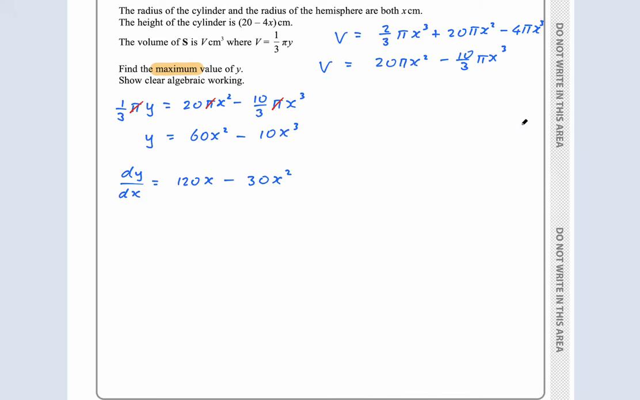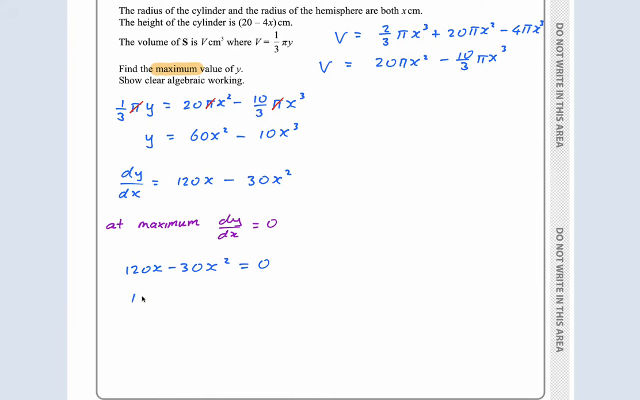At maximum, dy/dx equals 0. This is a very important property or principle that you need to know, not just for IGCSE, but it'll come up in whatever maths you do in high school or beyond. So dy/dx is equal to 0. So I'm going to equate this: 120x minus 30x squared equals 0. Then I'm going to solve this.